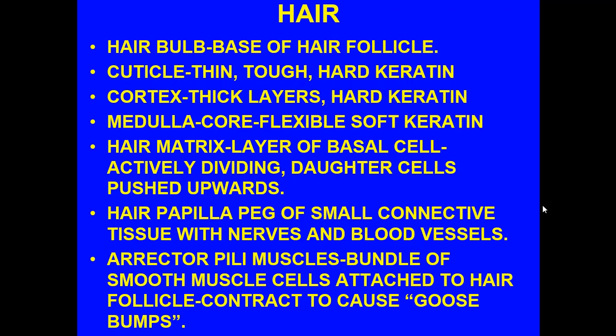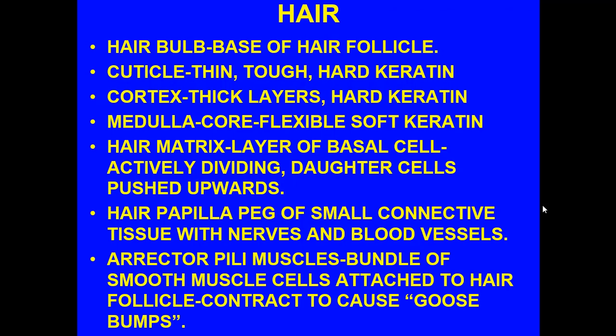The hair matrix is a layer of basal cells actively dividing. The daughter cells are pushed upward. The hair papillae is really a small connective tissue with nerves and blood vessels. Pull out a hair, bang, you feel it. That's because what you've done is separate the hair from the papillae, and the nerves are activated.